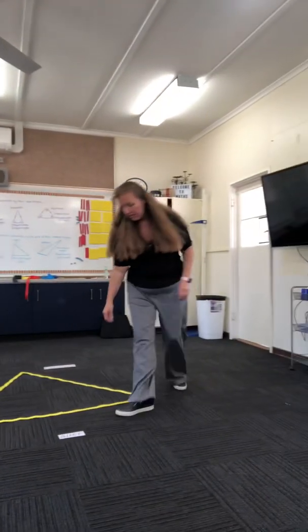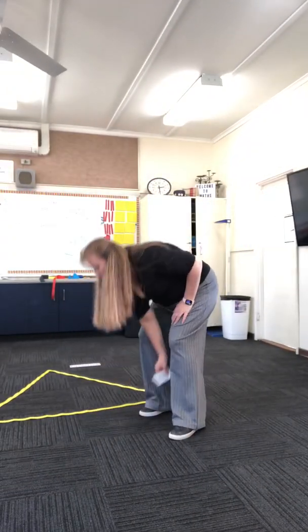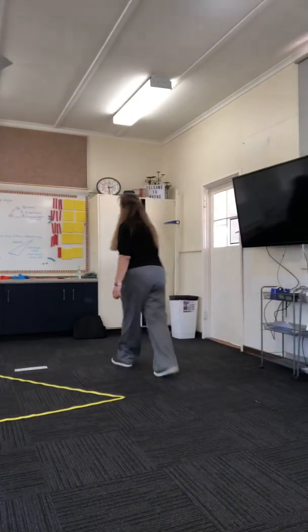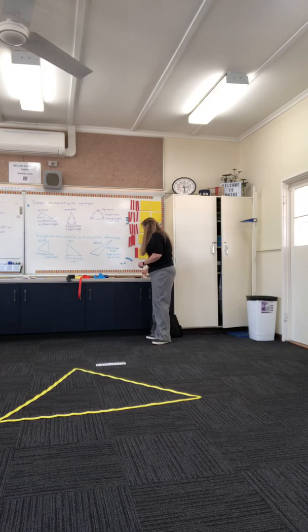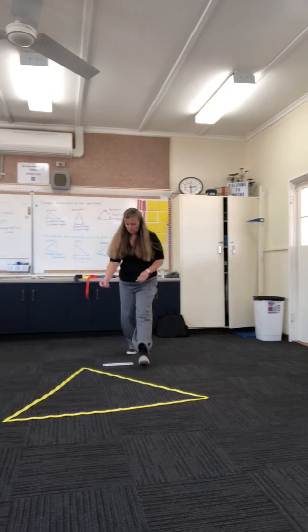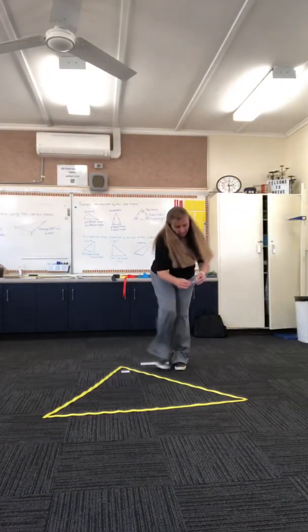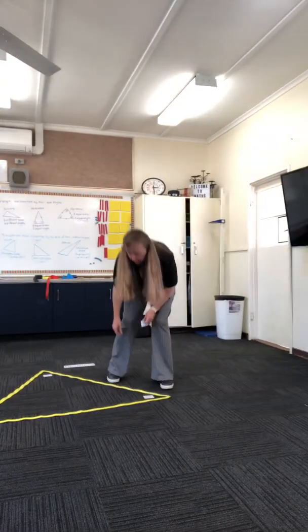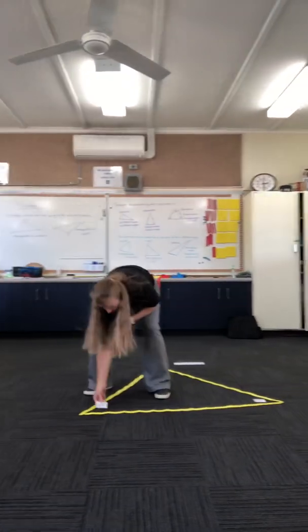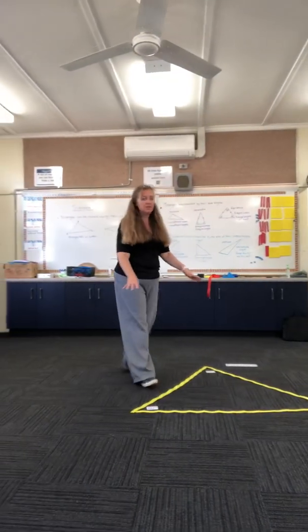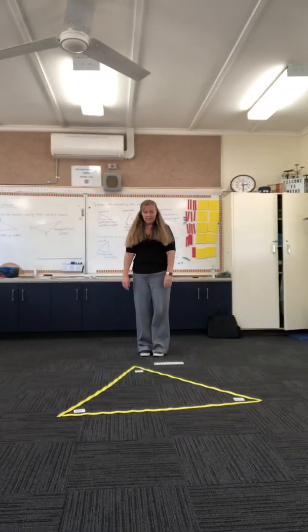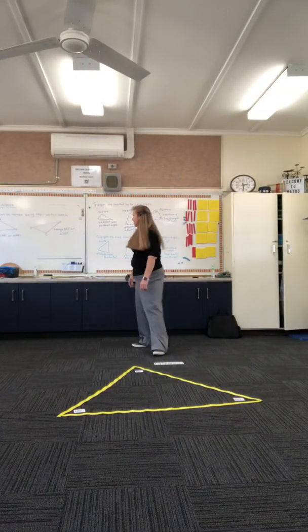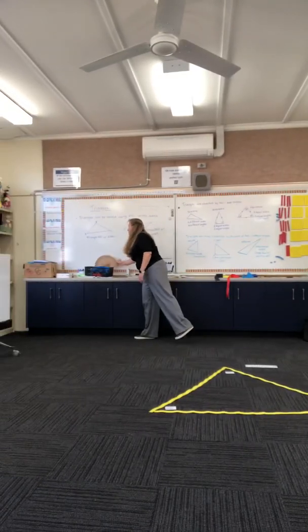Okay? Now, the other thing about an equilateral triangle is that the angles are the same size. So, if the angles are the same size, they have to be 60 degrees each. So this one is 60 degrees, this one is 60 degrees, and this one is 60 degrees. So we have three angles for our triangle. Each angle is 60 degrees. We can check that with our protractor.